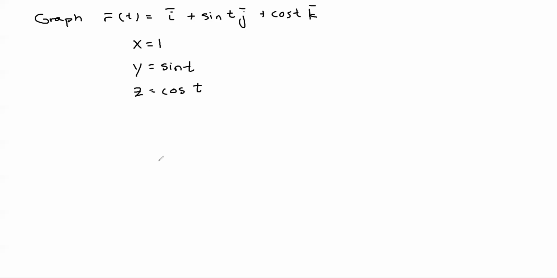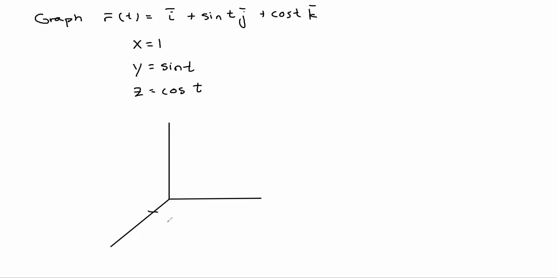All right, so this is a good example because when you see something like x equals 1, that's actually very, very helpful information for graphing the resulting object. All right, so what does that tell us? It tells us that the curve has to lie on the plane x equals 1. So it's not just that the x coordinate has to be 1, but that implies that the whole thing lies on the plane x equals 1.